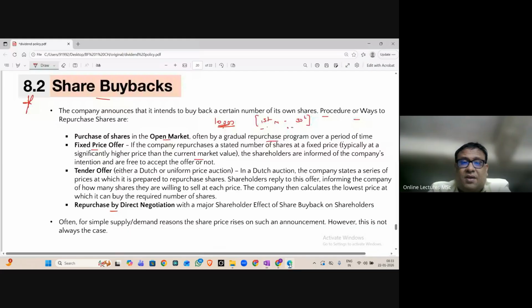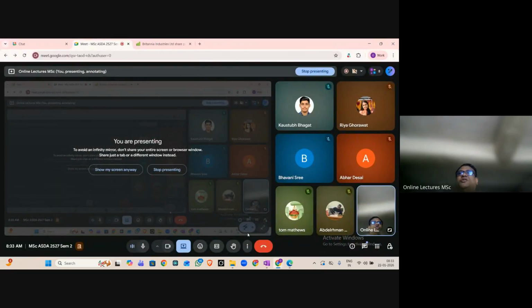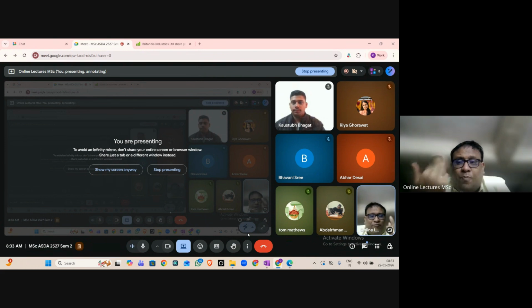Now, this is something very interesting. Tender offer, which you also call a Dutch auction. First, the company gives a range. Say, for example, the company says that we are willing to buy back maybe 1 crore shares in the range of 800 to 900 rupees. Okay, guys, listen to this. We're happy to buy back 1 crore shares in the range of 800 to 900 rupees. But you, shareholders, have to bid for it.